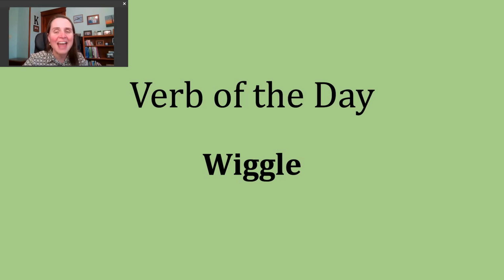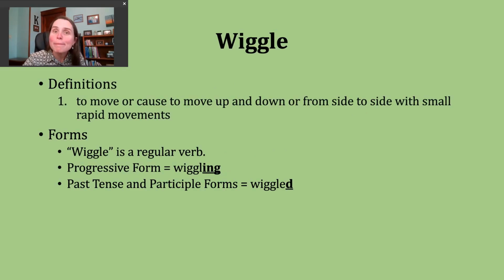So now with that, let's take a look at how we primarily use this verb wiggle. Generally, when someone uses the verb wiggle, they are talking about either moving or causing something to move, maybe up and down or from side to side. And the movements tend to be rather short or small, and they tend to be very rapid or quick.